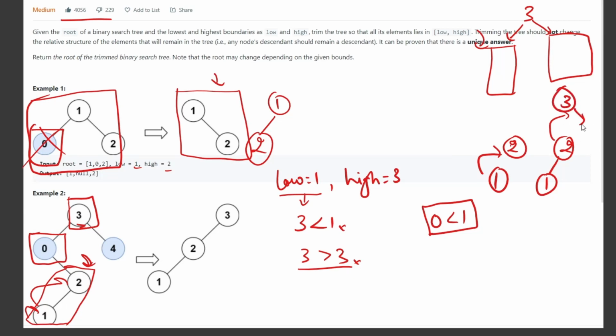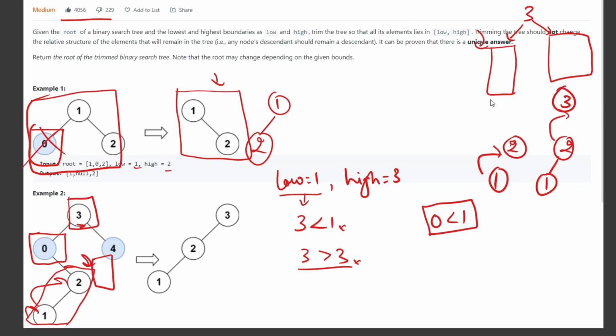Now let's check our right side. Here 4 is greater than 3. That means only the answer from its left side can be ours. The left side is null, so there is nothing. So our answer will be 3, 2, 1. This is our final answer. I hope you understand the intuition.